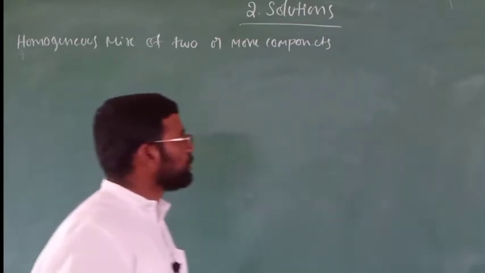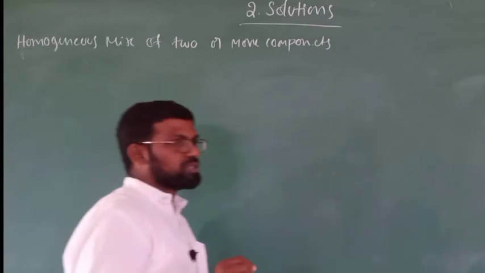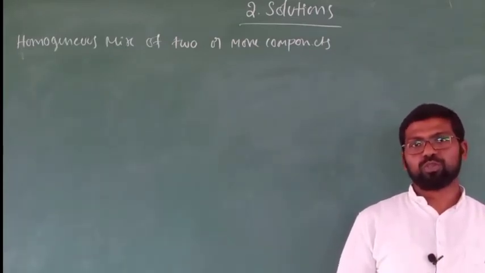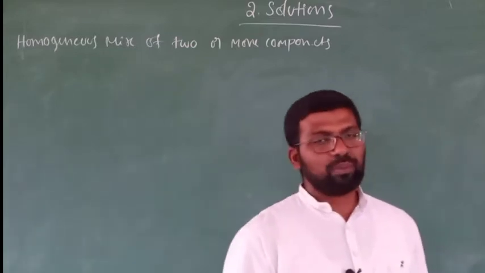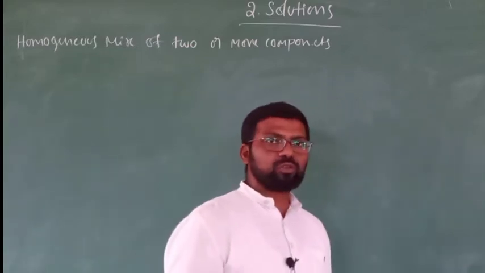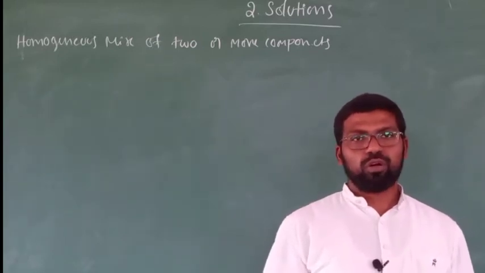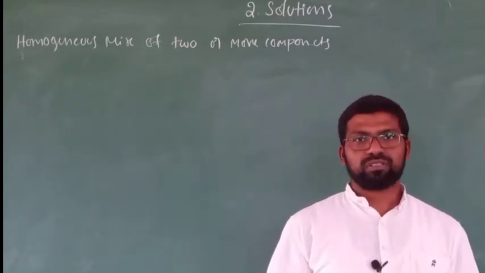Right. The best example of a homogeneous mixture is salt plus water. When salt is added to water, we get a clear solution, or a homogeneous solution, and salt is completely dissolved in water. Similarly, sugar, glucose, urea, ethyl alcohol, these are all homogeneous mixtures.